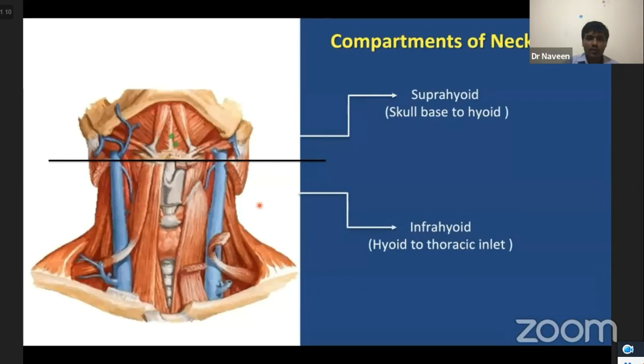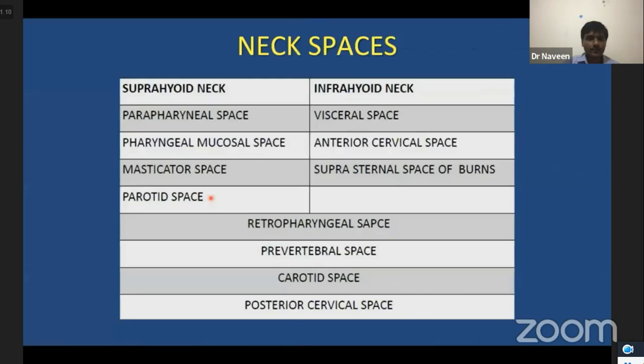It can be divided into suprahyoid neck and infrahyoid neck. The suprahyoid neck extends from the skull base to the hyoid bone. The infrahyoid neck extends from the hyoid to the thoracic inlet. Neck spaces can be broadly classified into suprahyoid and infrahyoid. In the suprahyoid neck, a few spaces are restricted only to the suprahyoid neck, like the pharyngeal mucosal space, parapharyngeal space, masticator space, and parotid space.